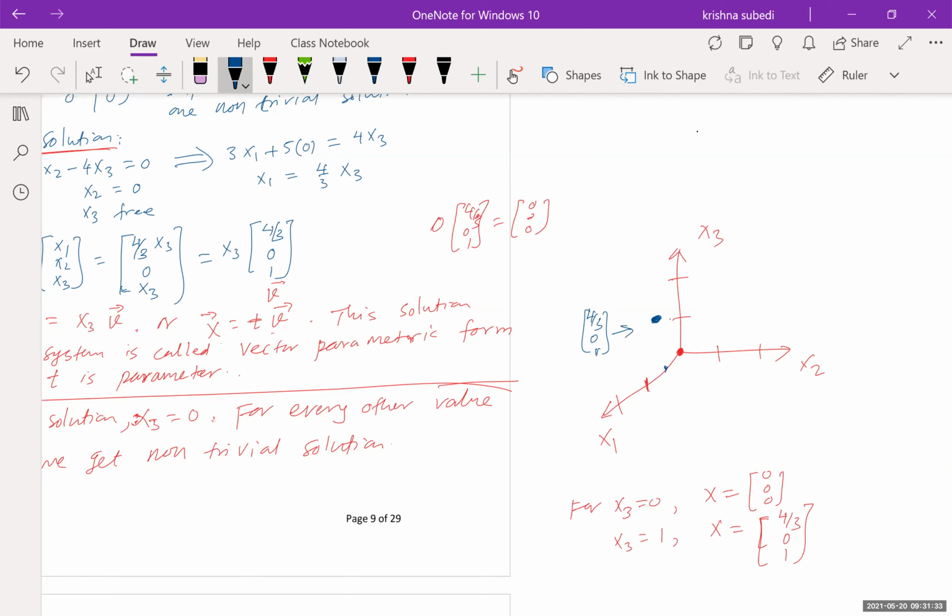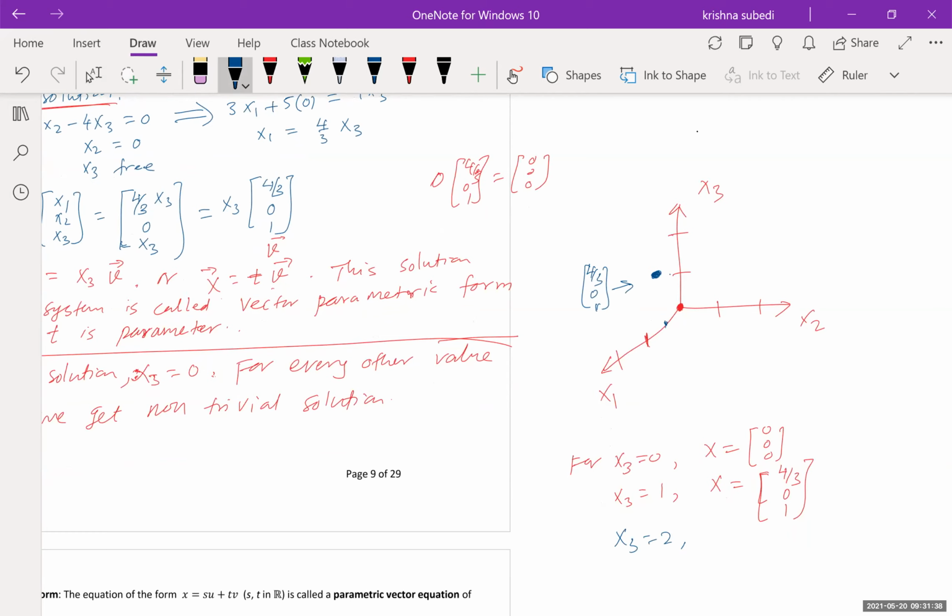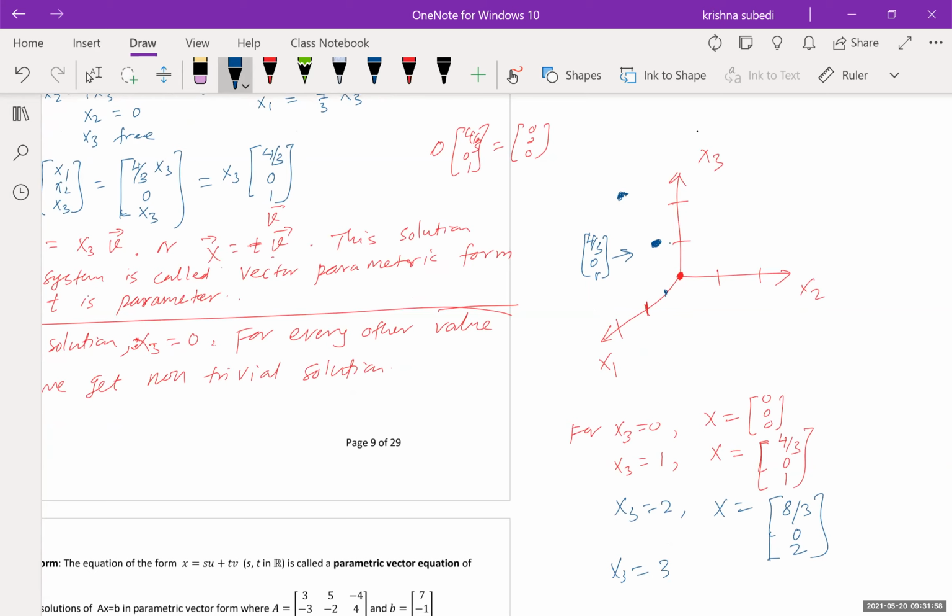Now, let's say your x3 is 2, for example. Then your x value will be 8 over 3, 0, and 2. Can you plot that point somewhere? It will be somewhere there. And if you suppose x3 equals 3, then you can calculate that point will be somewhere there. So if I join all of these points, guess what? I will get a straight line, right? It's a straight line.